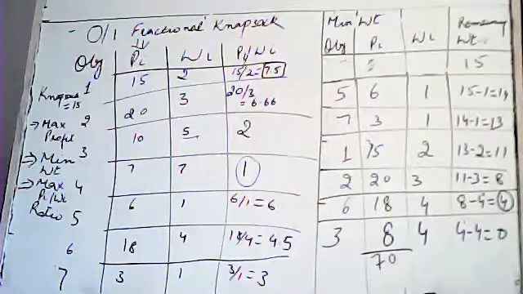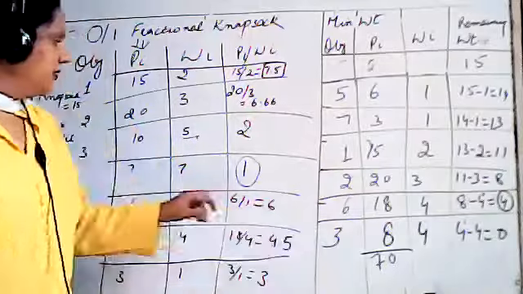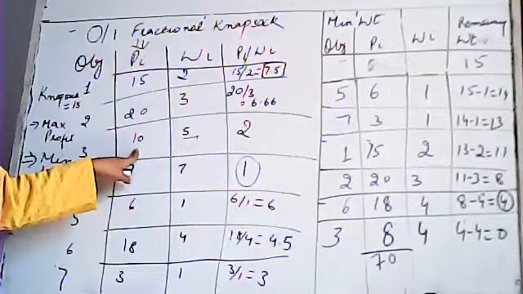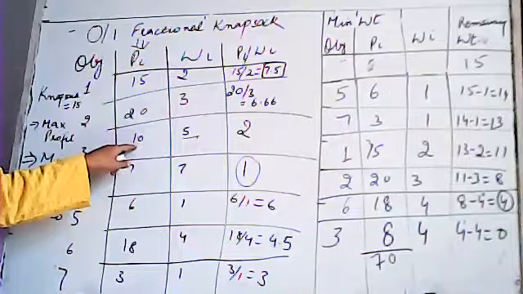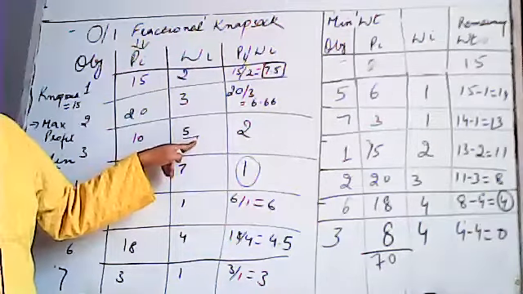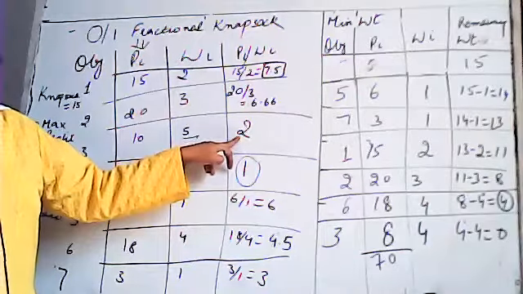The last one, where the third object is taken. See the third object. For 10 weight, see, we earn 10 profit for picking up 5 kg. What would be the profit that we will earn for picking up 1 kg? That would be 2.